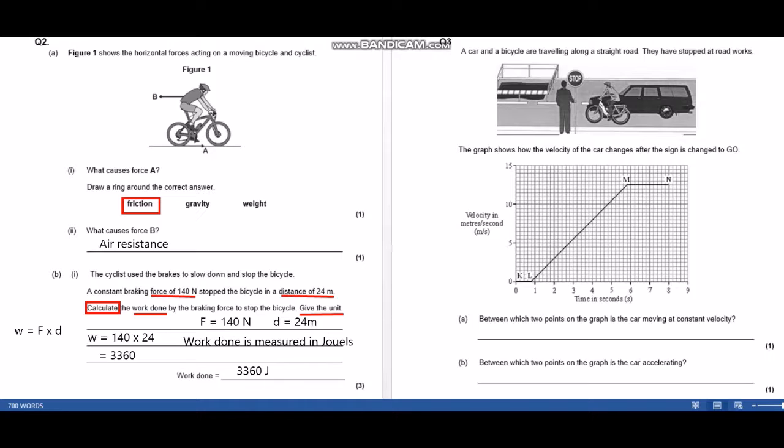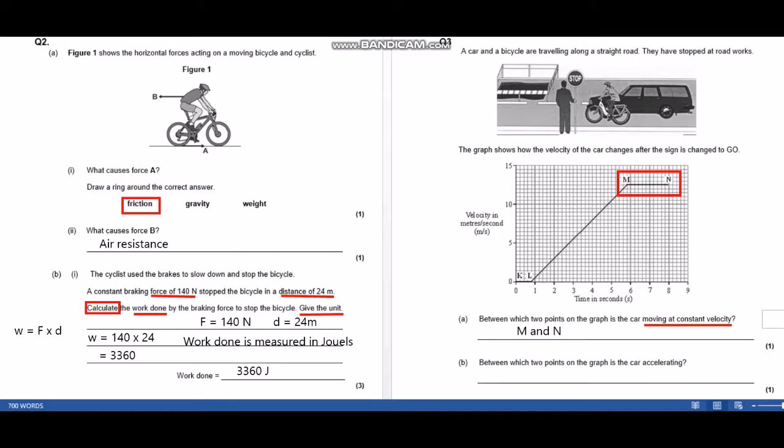Between which 2 points on the graph is the car moving at a constant velocity? Okay, so at the start, between K and L, it's at 0 velocity, so it's not moving, but it is at a constant velocity, but it's not moving. The question wants us to find when is the car moving at a constant velocity. And so looking to M and N, we can see that here the velocity doesn't change. It stays level, but it is moving, so it's at a constant velocity between M and N.